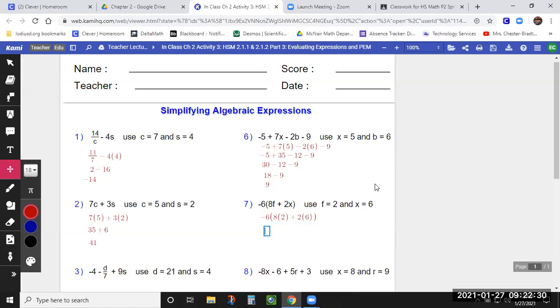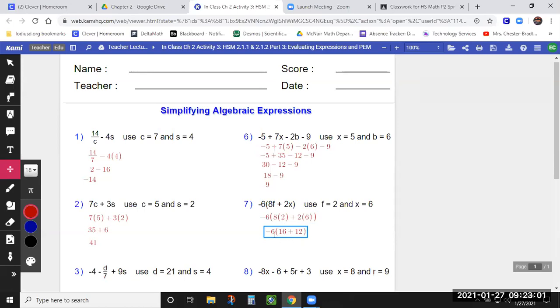What inside the parentheses do I have to handle? The -6 is still there. The 8 times 2 and the 2 times 6, yes. So 8 times 2 is 16, plus the 2 times 6 is 12. Okay, we've now got that parentheses where it's ready to group.